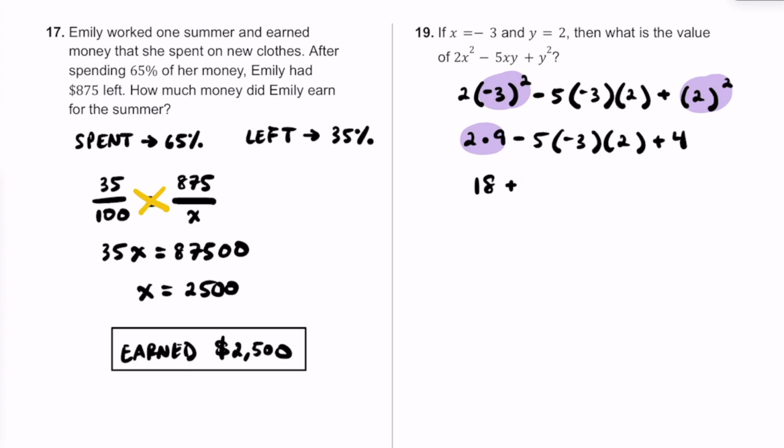So let's see, -5 times -3 is 15. 15 times 2 is going to be 30. So we're going to be adding 30 and then adding 4. So I just went ahead and took care of -5 times -3 times 2 to get 30 there.